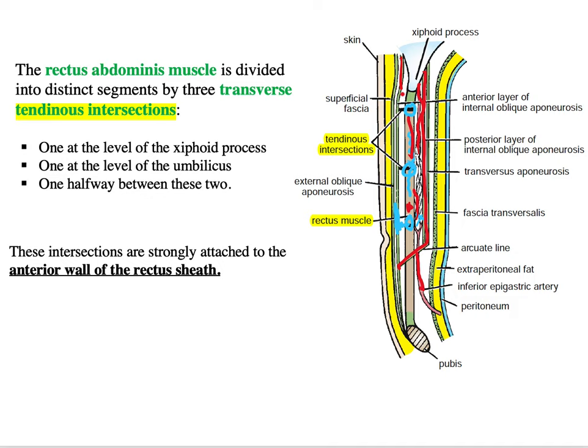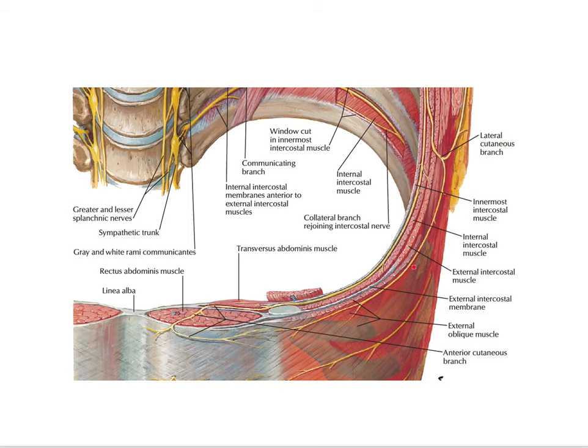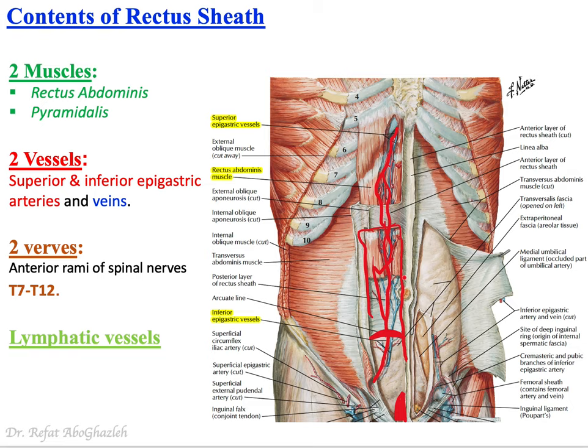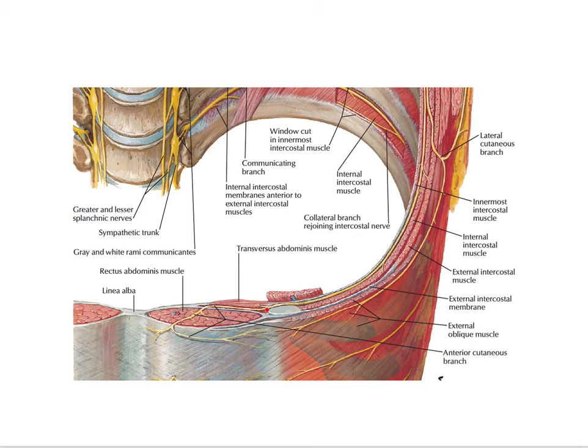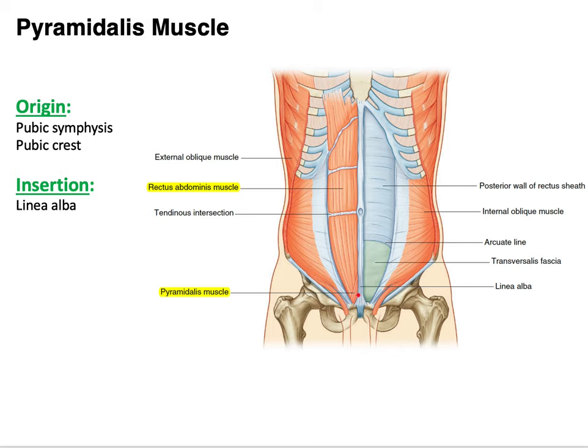So look below the arcuate line, all aponeuroses shifted to the front. Anyway, of course, you have the nerve there, the anterior rami of spinal nerves from T7 to T12 with lymphatics. This is a pyramidalis muscle, a small muscle located here, attached to linea alba and pubic symphysis and pubic crest.